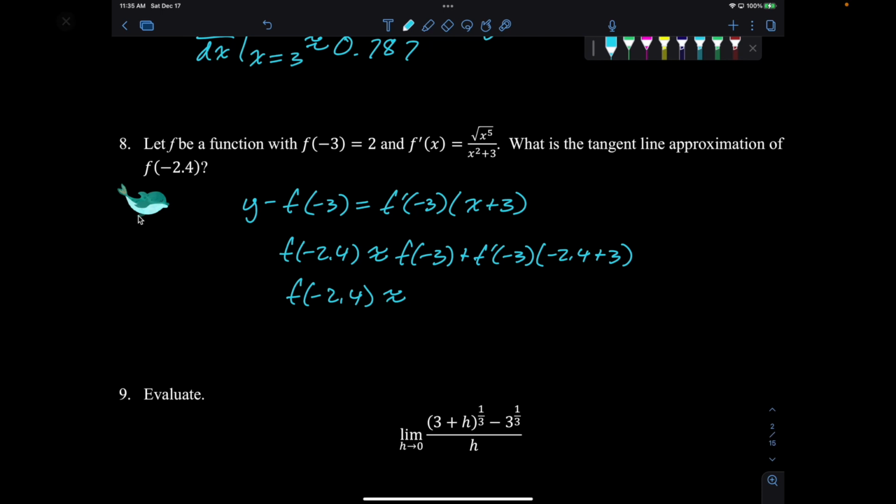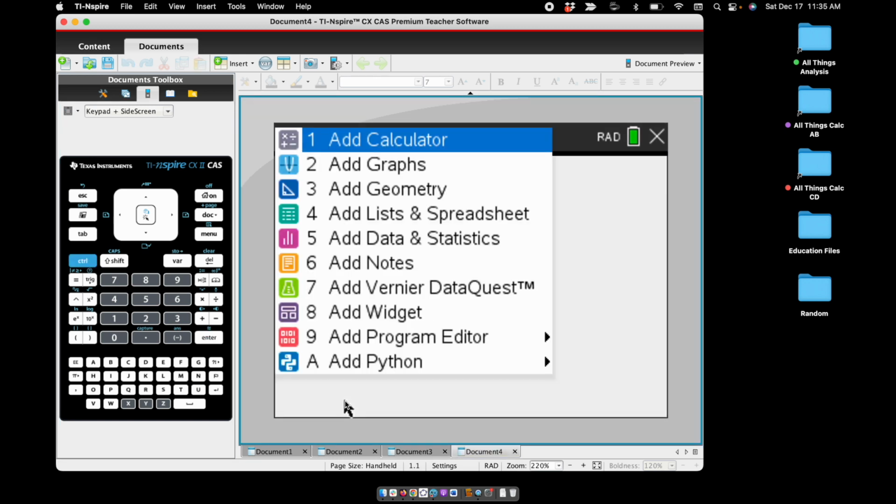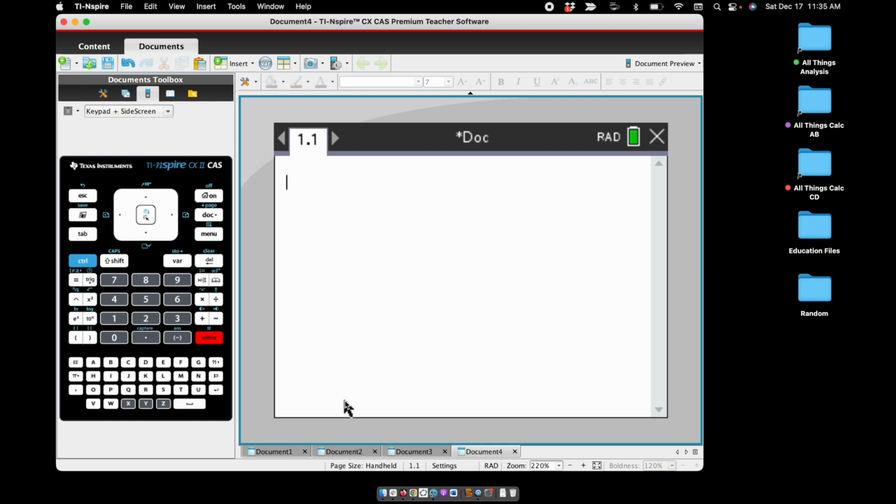Back to the calculator. Let's see what we get here. All right. So I'm going to start a new document. I always name my derivatives df. So I'm going to say df of x is the square root of x to the fifth. You should use the square root template for that. And then over x squared plus 3.